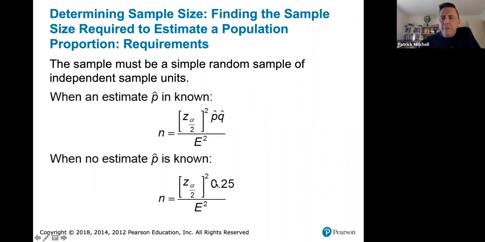So this is kind of a fun algebra problem, actually. The reason for the 0.25 is because that is actually the maximum possible value of p hat times q hat. Okay. The worst case scenario is that p hat is 0.5, which would also make q hat 0.5, and that's how you would get the 0.25. If p hat is anything other than 0.5, then p hat times q hat is going to be smaller than this. So this is an absolute worst case scenario right here.